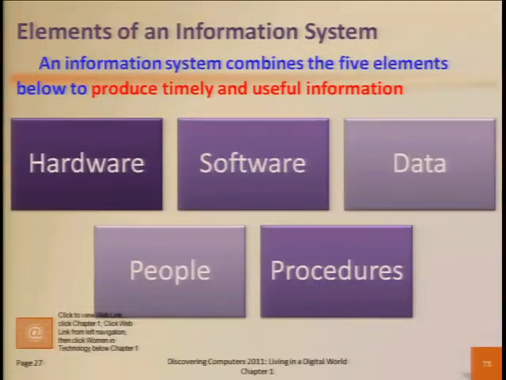Next, we talk about elements of an information system. There are 5 elements here. As you can see, hardware, software, data, people, and procedure. All these are working together to what? To produce timely and useful information. You need to rely on all these 5 elements in order to give you useful information.